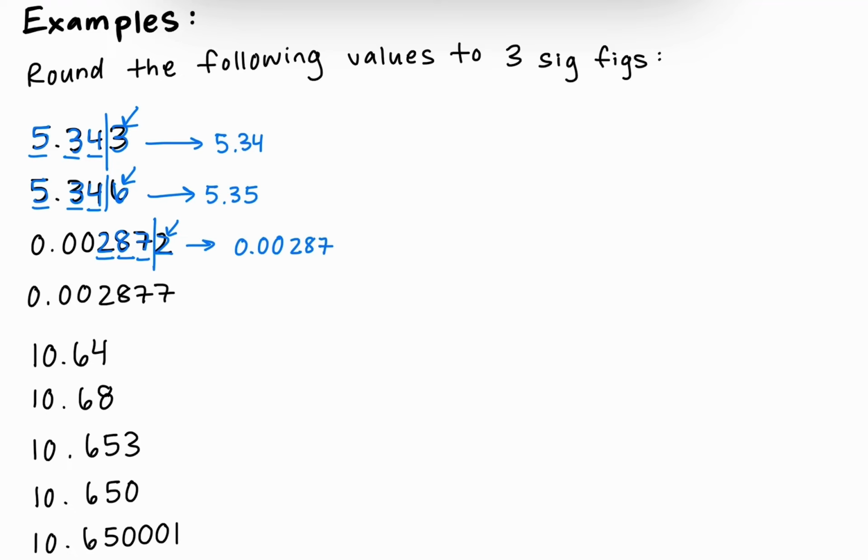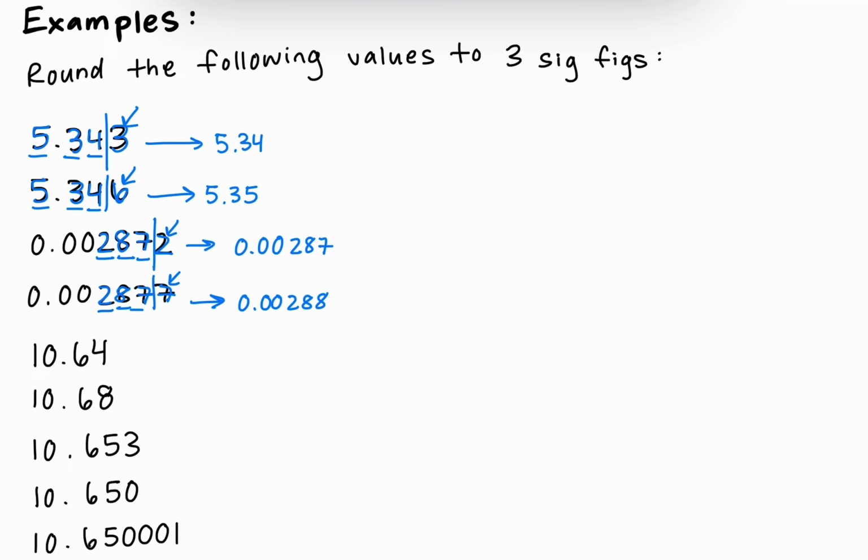0.00287. Same thing here. These are our significant values, so we'll highlight those, and then we'll count 1, 2, 3. Cut it off, look to the next number. It is greater than 5, so we are going to round up the 7 before it. So we'll have this.